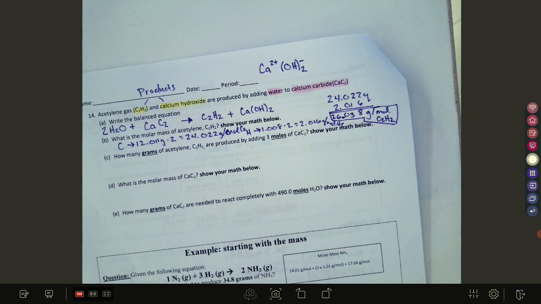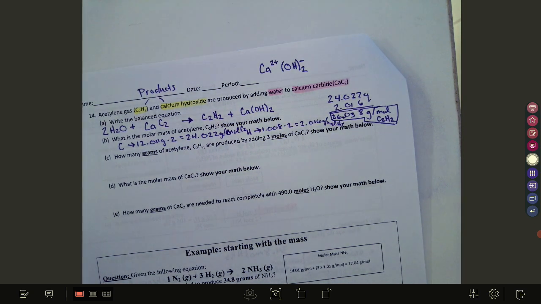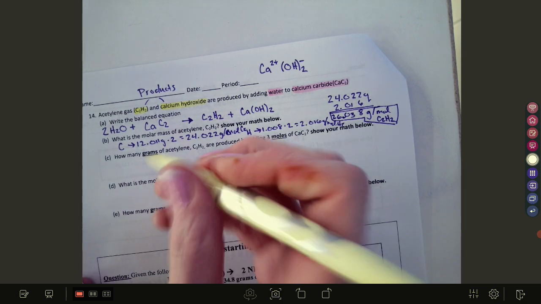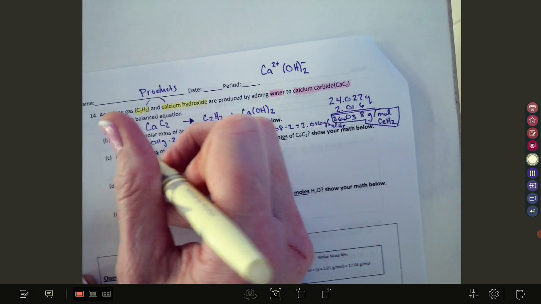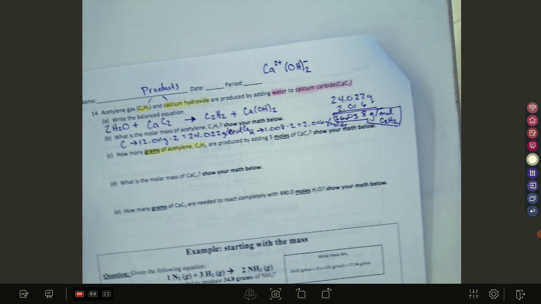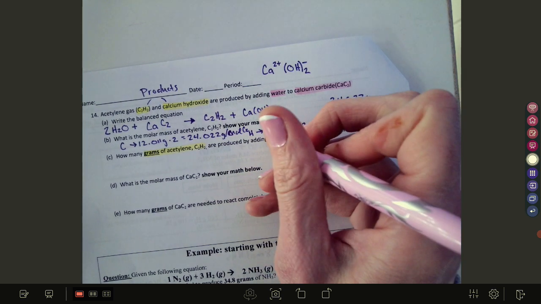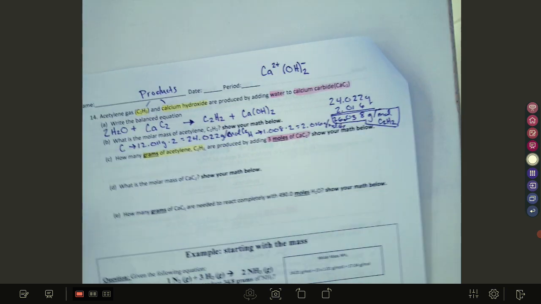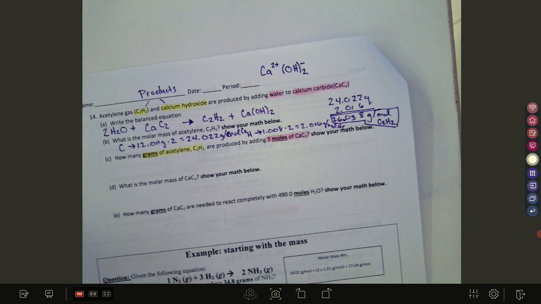All right. How many grams of acetylene are produced by adding 3 moles? So our goal is to get grams of acetylene. If we start with 3 moles of our calcium carbide, we're going to start with our given quantity.